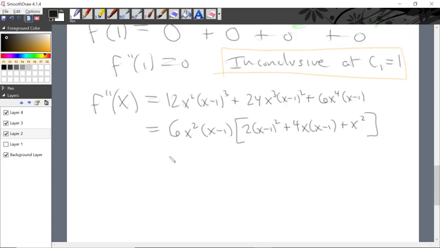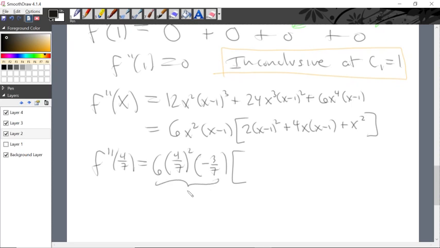Now let's evaluate f double prime at 4/7. 6 times 4/7 quantity squared. 4/7 minus 1 is negative 3/7. So this product here we know is going to be a negative quantity. That's helpful. All of this is going to give us something negative. That's all I want to know about this, whether it's positive or negative. And then for this, I want to find out if it's going to be positive or negative.